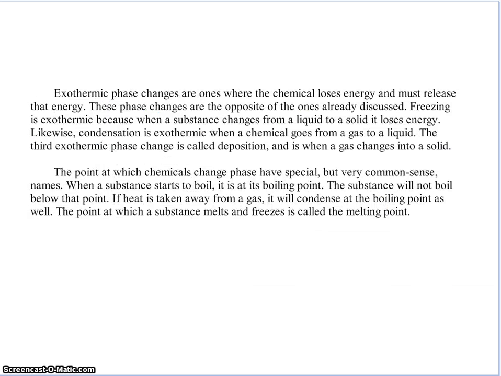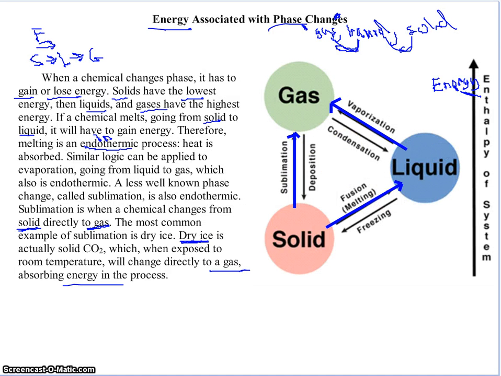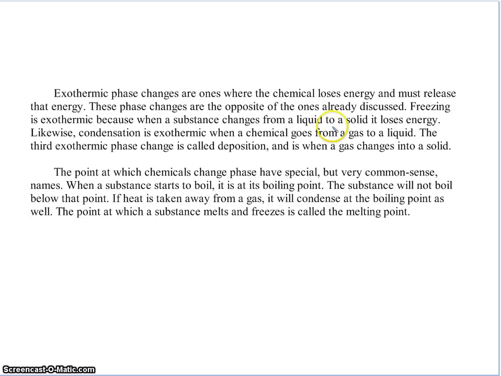Let's read on. Exothermic processes. You know, I'll bet you right now that's the opposite, like when they go down. So deposition would be gas to solid. Condensation would be gas to liquid, and then freezing would be liquid to solid. And I bet you those are all going to be exothermic. Watch. Exothermic phase changes are ones where the chemical loses energy and must release the energy, right? So if gas has the most energy, then liquid, then solid, anything that goes down is going to be exothermic.